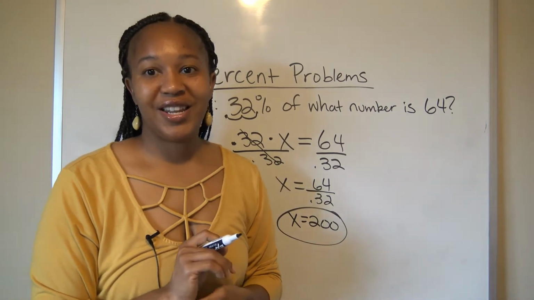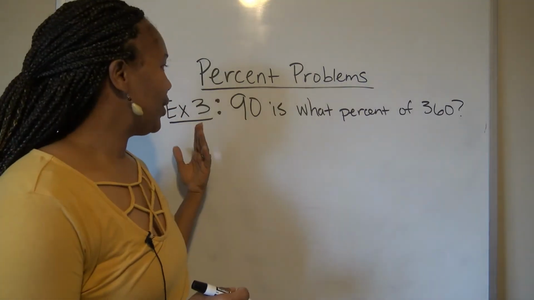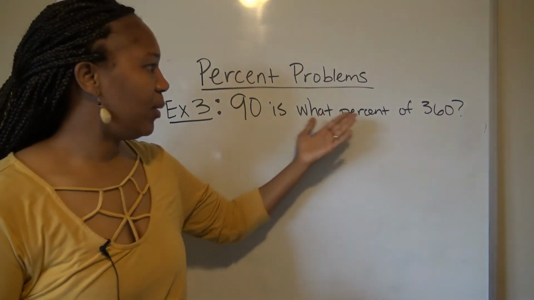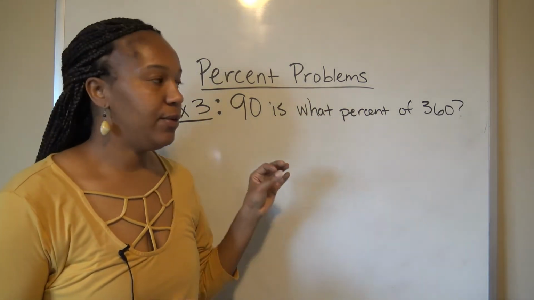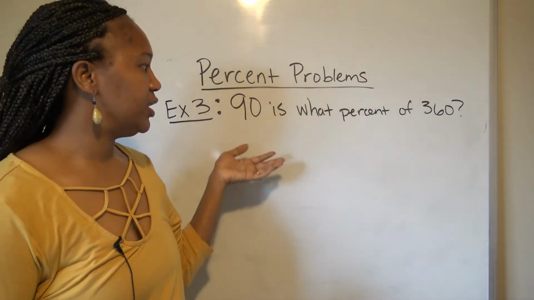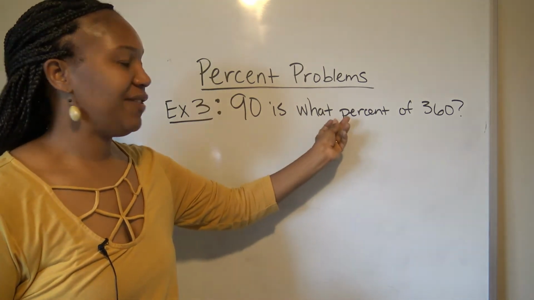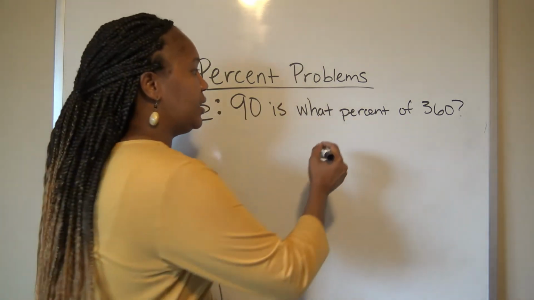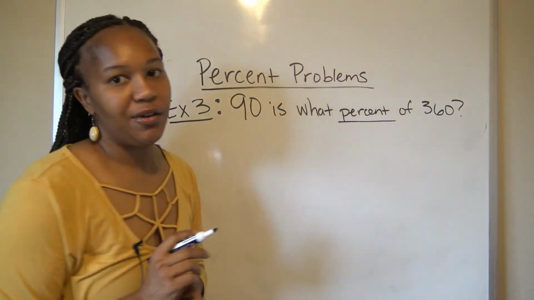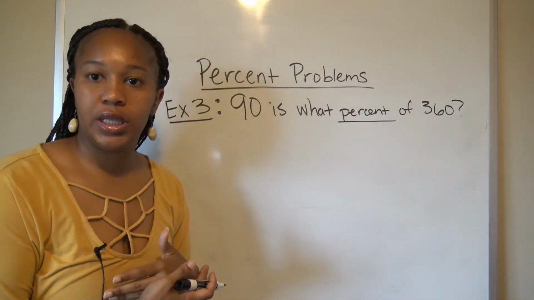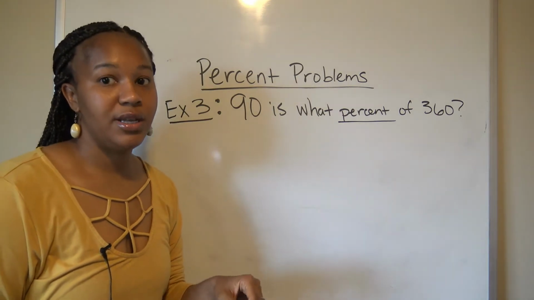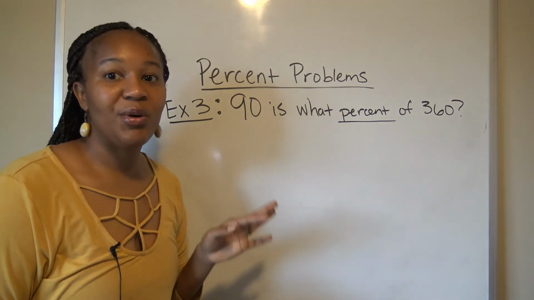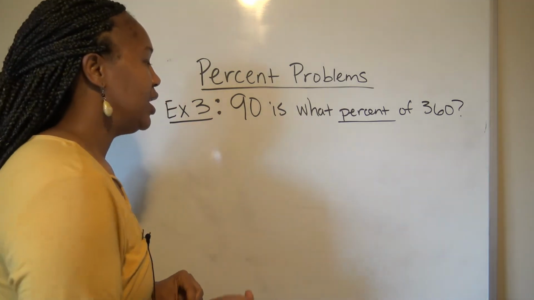All right, let's look at another example. Example 3, we want to know 90 is what percent of 360. In this particular problem, if you notice, it doesn't have a percentage in it, but it wants us to find a percent. So we want to keep this in mind for when we get our final answer. We're going to translate this to an equation, but then our final answer is going to be a percent. So we're going to get it as a decimal, but we're going to have to convert it to a percent. So let's see what we have.